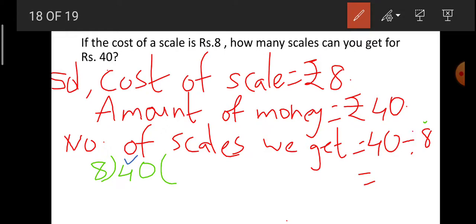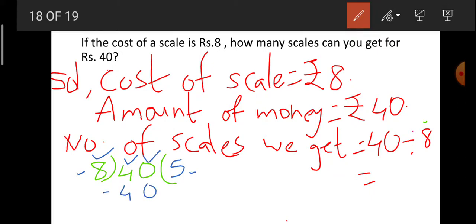Whenever you get less than, you need to take the next digit also. What is the next digit here? 0. Now I will take two digits, 40. You need to read the 8 table until you get 40. 8 ones are 8, 8 twos are 16, 8 threes are 24, 8 fours are 32, 8 fives are 40. What do I need to write here? 5. 8 fives are 40. 40 I will write here.